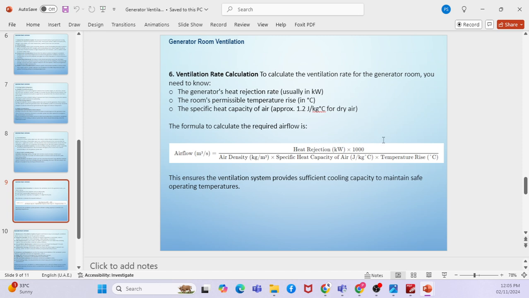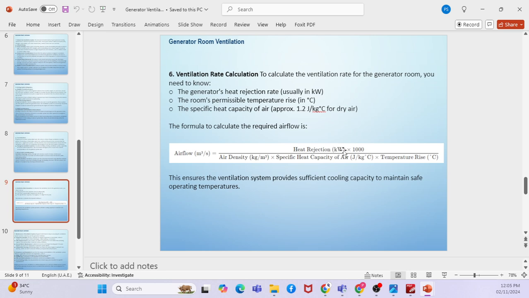I think we saw last time the equation Q equal mCp delta T, right. So this is the Q, which is nothing but heat. m is the mass flow rate. Mass flow rate is nothing but airflow rate multiplied by air density, right. Then Cp, specific heat, multiplied by delta T, temperature rise. So this will give you the equation. This is one of the methods to calculate the airflow rate.